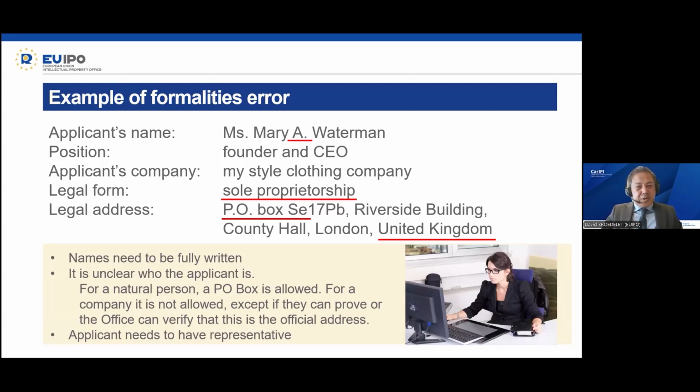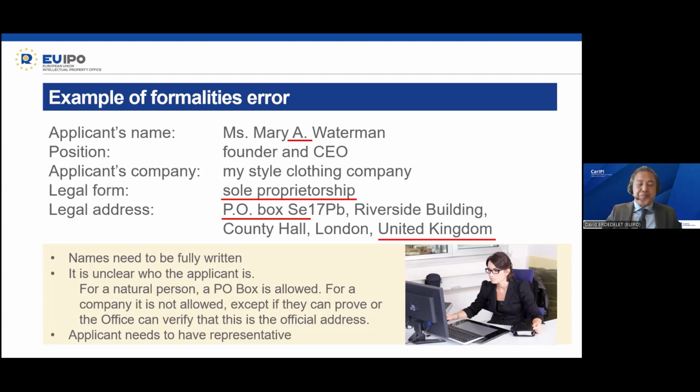Here, it's important to know that you see a PO box. For a natural person, we do allow a post box. However, if the applicant is a company, we do not allow the address to be only a post box, unless they submit evidence that this is really their address, so unless they are inscribed like this in the register. And lastly, you see here that the applicant is from the United Kingdom.